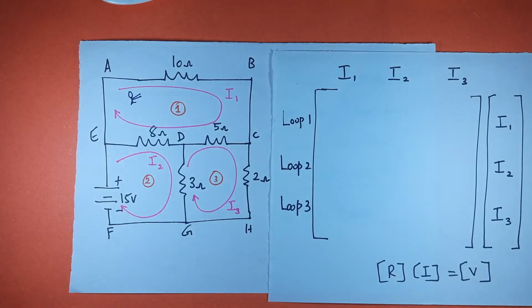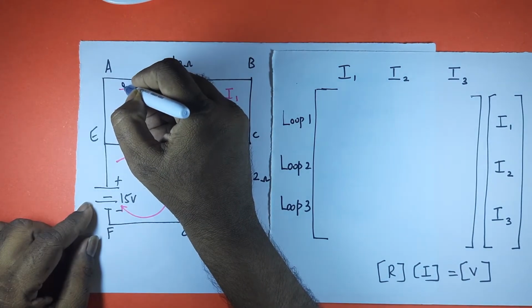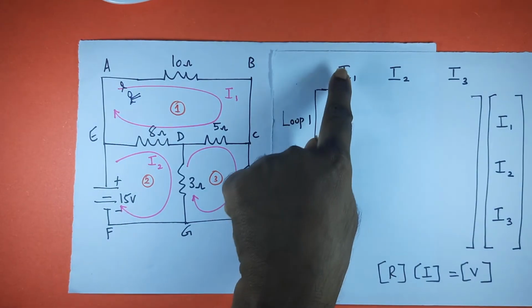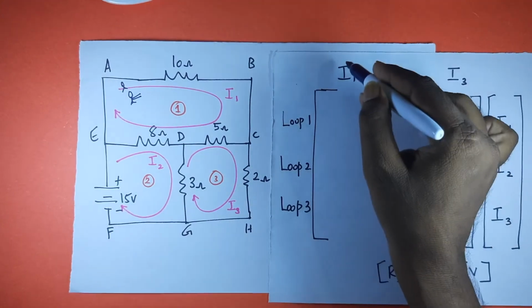Just imagine you are riding on the current I1. It is like a flying squad or something like that. So imagine you are riding on this current. So in loop 1, the actual current is I1. See, the loop 1 current is I1.